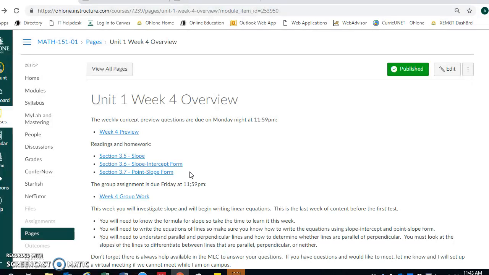And parallel lines have the same slope, which makes sense. Perpendicular lines have slopes that are both opposite and reciprocal. So you need to see both one positive and one negative, and then that reciprocal relationship. So all of that information is in there, and it is important. You will see it on the test.